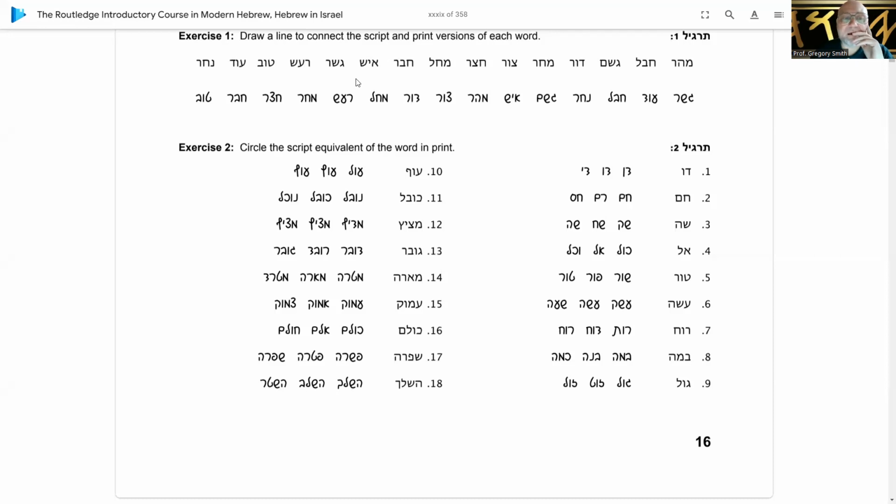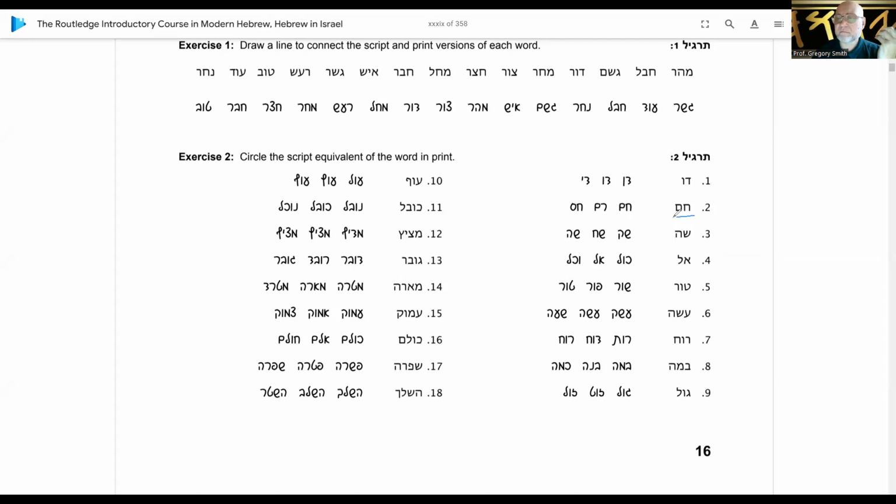Okay, so now we have hem, meaning they in masculine plural or mixed plural. This is pretty easy here. This het is almost exactly alike in cursive. So it's going to be one of these two. Now the mem sofit, which is one of the final forms of the mem, I don't think it's going to be this one because that looks like a samech in cursive, but it's definitely going to be this one here.